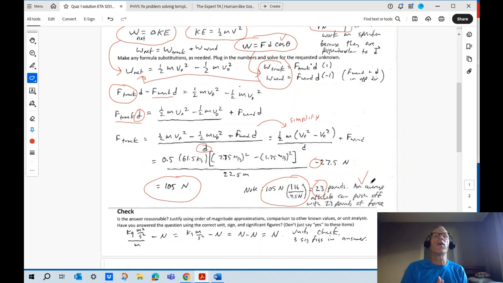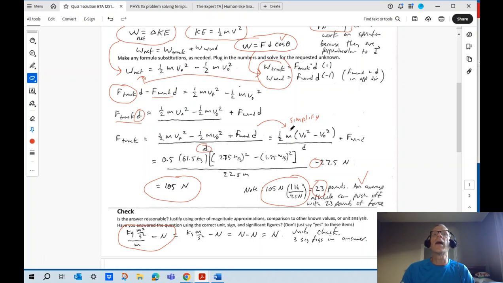So one of our checks then, is the answer reasonable? I came up with a force that is similar to what we are familiar with legs being able to exert on tracks, so thus tracks being able to exert on legs. And then I also did an analysis of the units.